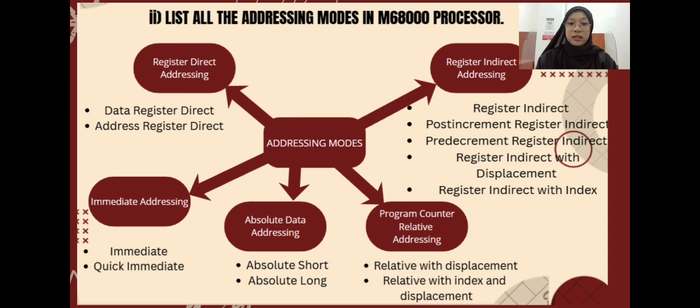Third is absolute data addressing. The first is absolute short and the second is absolute long. The next one is program counter relative addressing. The first is relative with displacement and the second is relative with index and displacement. And the last one is register indirect addressing. The first is register indirect, second is post-increment register indirect, third is pre-decrement register indirect, fourth is register indirect with displacement, and the last one is register indirect with index.